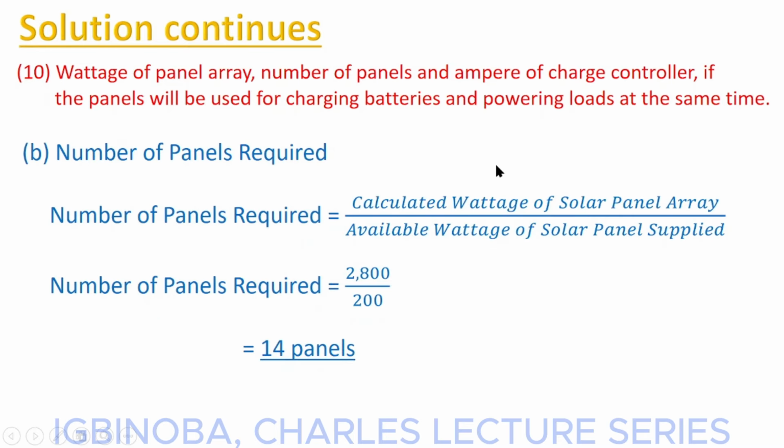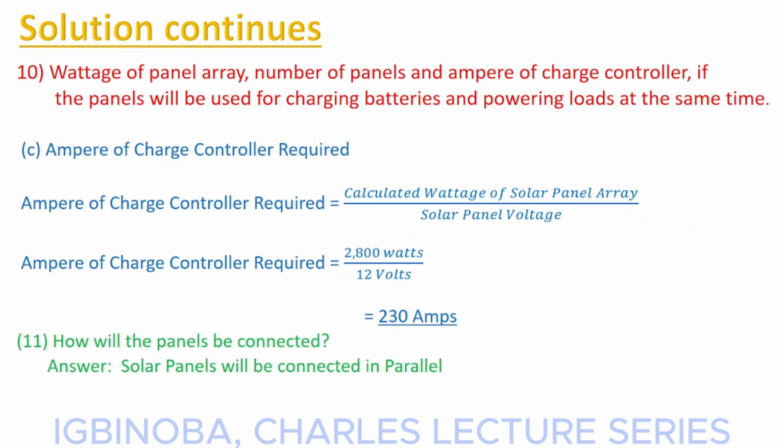Then question B says the number of panels required. So again, the number of panels required in this case is calculated by the calculated wattage of solar panel array that you just calculated, divided by the available wattage of the solar panel, which is 200 watts. So you can see that in case 2 now, the total number of panels you need is 14 panels. So when you do your installation, while the other 9 panels are charging the battery, the other 5 panels will be used to supply the load at the same time, so that the battery can be properly charged for the number of sunshine hours that will be available.